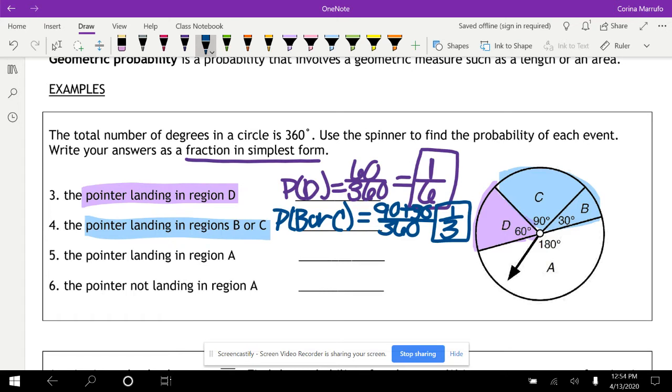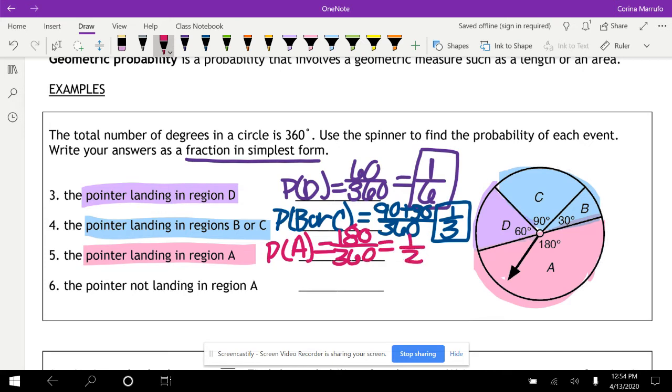So we have 1 out of 3 chances to land in B or C. Now the next section is the pointer landing in region A. So here's region A. Region A is 180 degrees. So the probability of landing in region A is equal to 180 out of 360. And if we reduce that, that gives us 1/2.